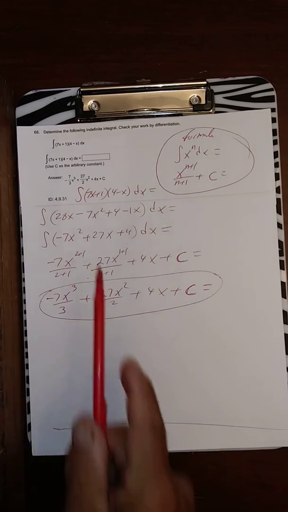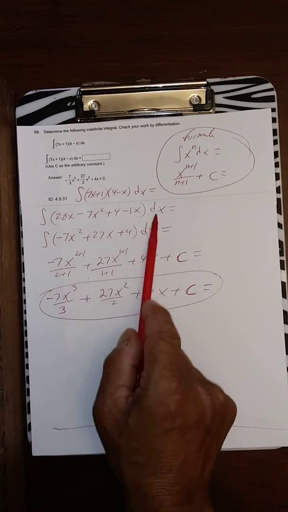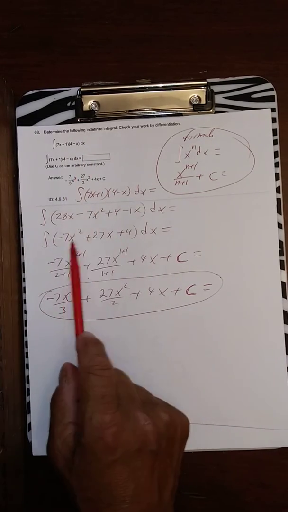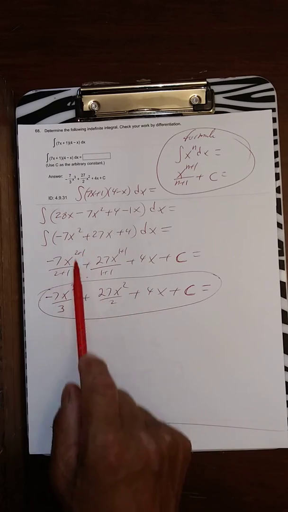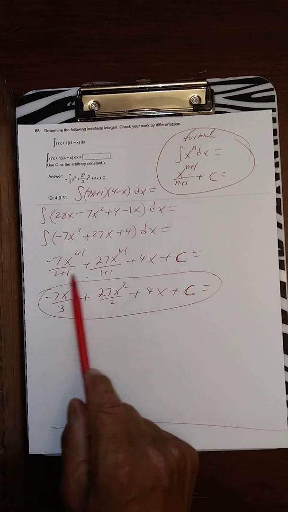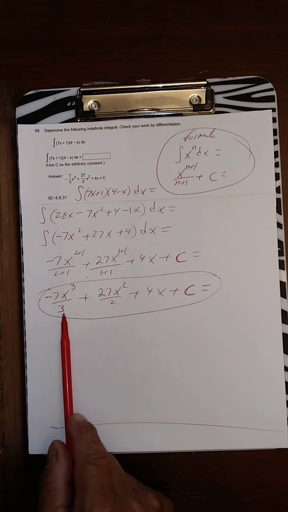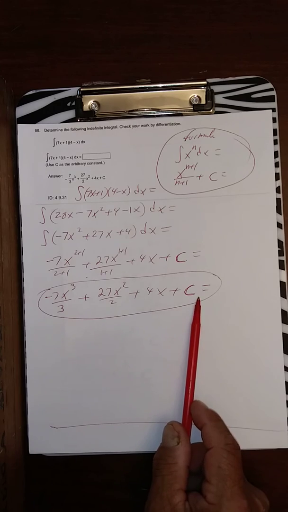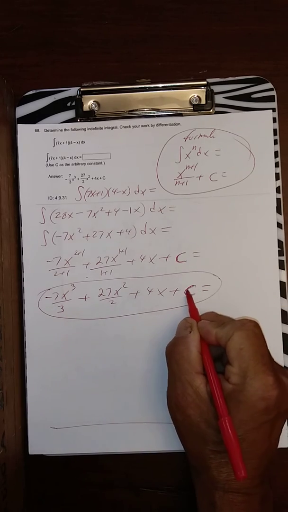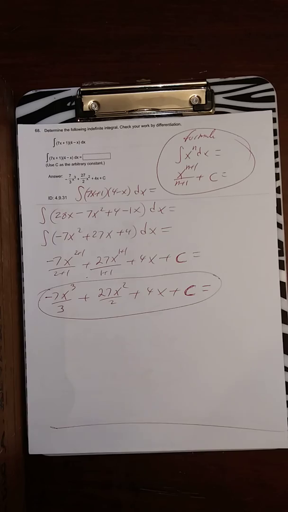This one, let's just go ahead and FOIL it out first. Multiply it out the long way. Rewrite it. 7x squared, 27x plus 4. Now integrate each one. So this is going to be 2 plus 1, 1 plus 1. It's going to be a 3, and that's going to be a 2, and then 4x. Let's see, that's it, we're done. Nothing else I can do. Easy way, just multiply it out.